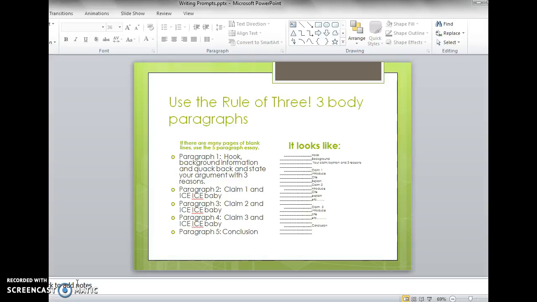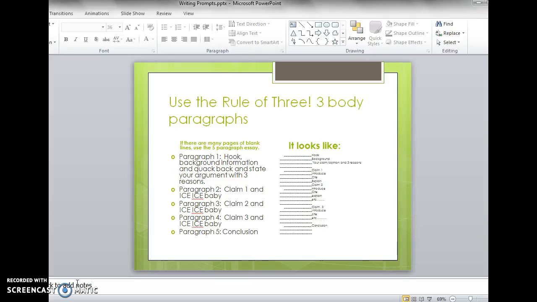Your first paragraph, as you know, should have a hook to capture the reader's attention, background information on the prompt, and a sentence in which you state your argument, your point, what you're trying to persuade the reader of, and 3 reasons that you're going to use.